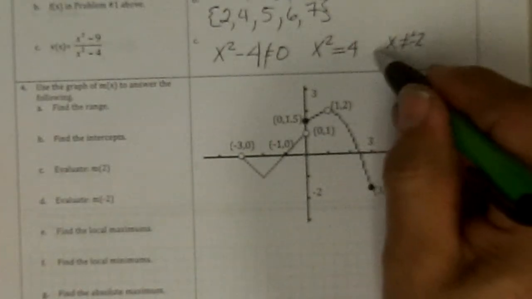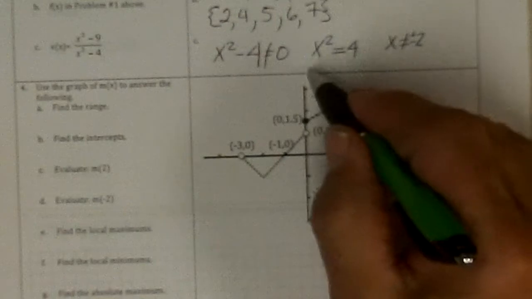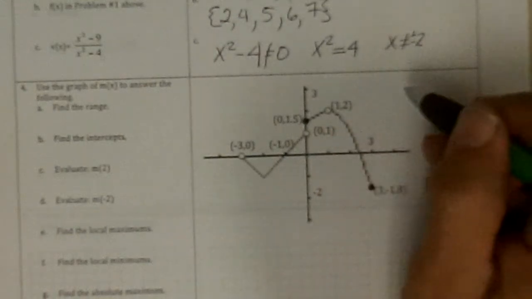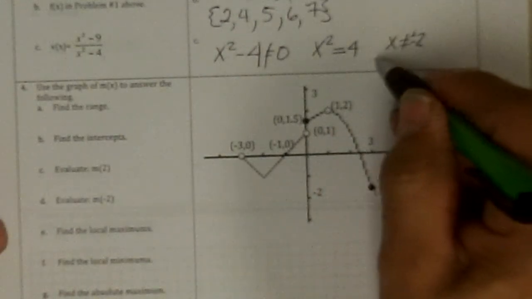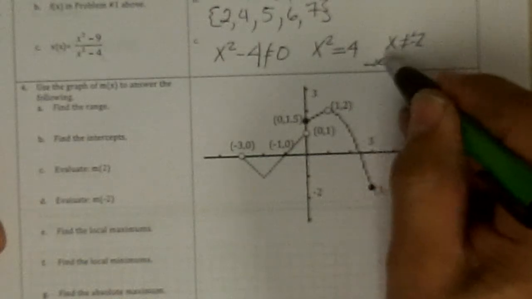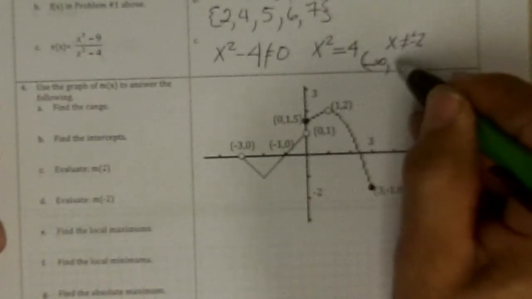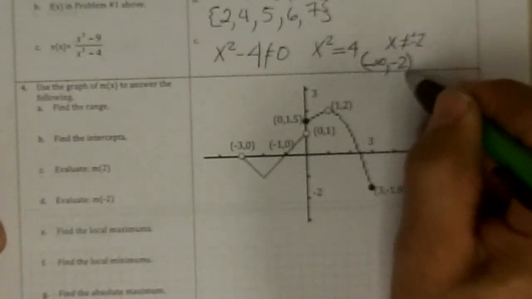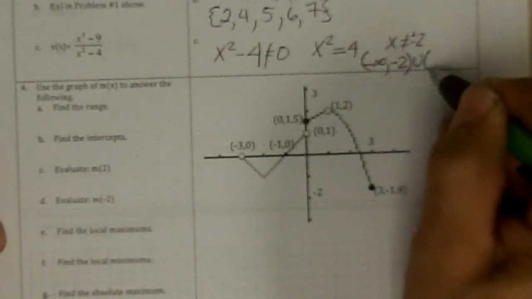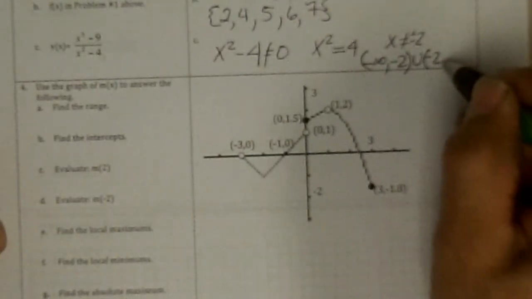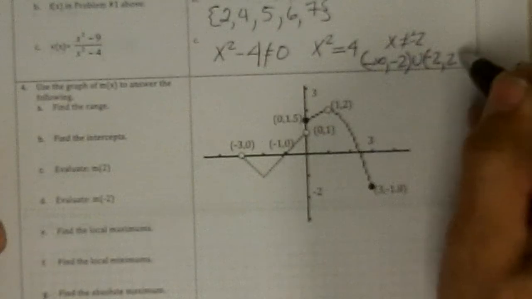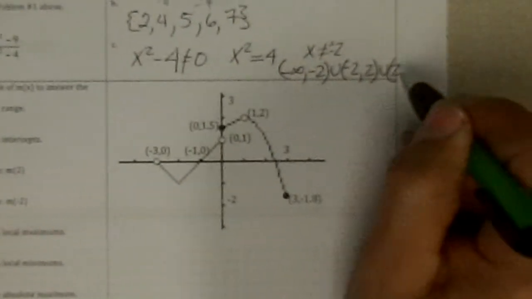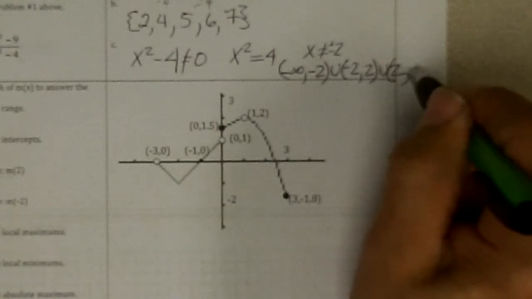So I could say all reals except 2 and negative 2. I could say from negative infinity up to negative 2, not including it. Union from negative 2, not including it, up to positive 2, not including it. Union from positive 2 to infinity.